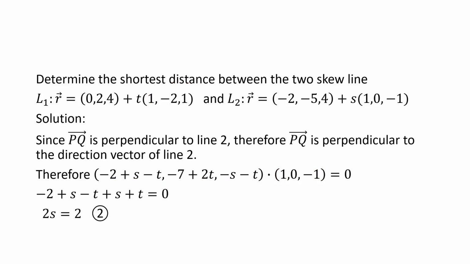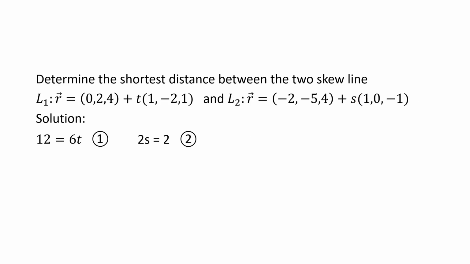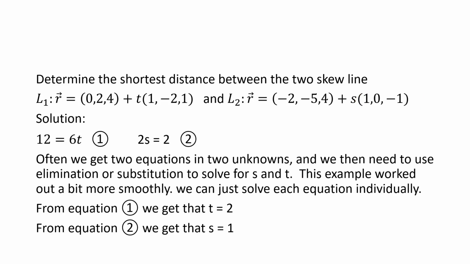Then we're going to take that same vector PQ, and we're going to dot it with the direction vector for line 2. Well, the direction vector for line 2 is 1, 0, 1. So multiplying 1 by this expression, and then adding 0 times this expression, and then adding negative 1 times this expression, and setting it equal to 0, after simplifying, ultimately means 2s equals 2. So if 12 equals 6t and 2s equals 2, it's pretty easy to solve. t is going to be 2 and s is going to be 1.